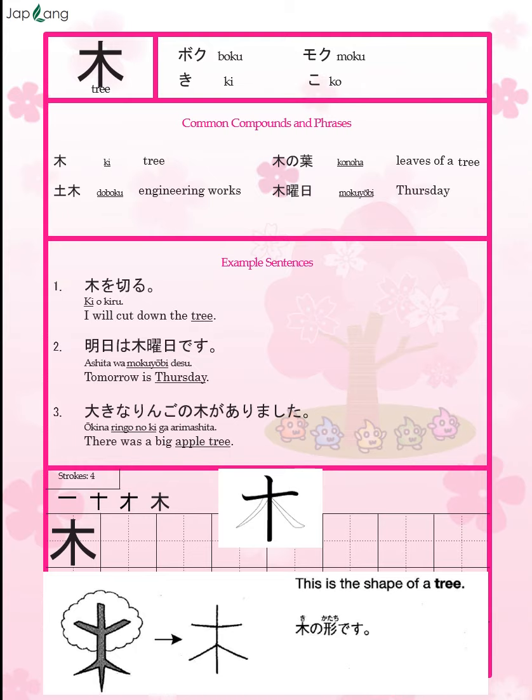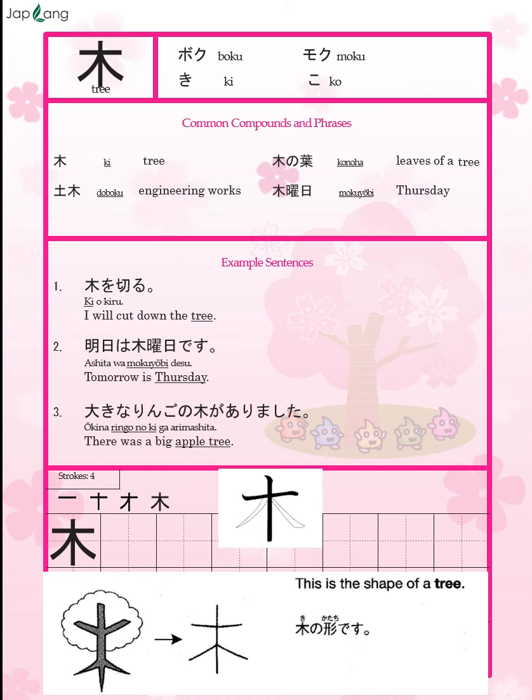Next kanji, this is the shape of a tree, and you can call it ki. That's what we learned in radicals. Moku and ki. Ki is your Japanese reading, and Moku is your Chinese reading. So engineering works is called Doboku, or Mokuyobi is Thursday. I'll cut down the tree. That means ki o kiru. Ashita wa Mokuyobi desu, etc.